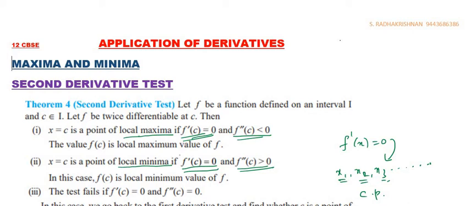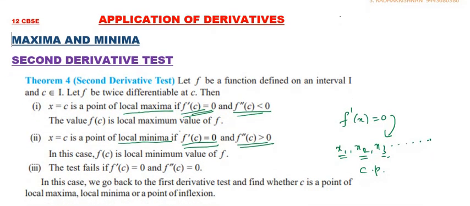Okay. Then we have the next question. Suppose f double dash of c happens to be 0. What's the result? See here, the test fails, that's the third result. The test fails if f dash of c is equal to 0 and f double dash of c is also equal to 0. If f double dash of c becomes 0, then the test fails. We cannot say whether the point is either maximum or minimum.